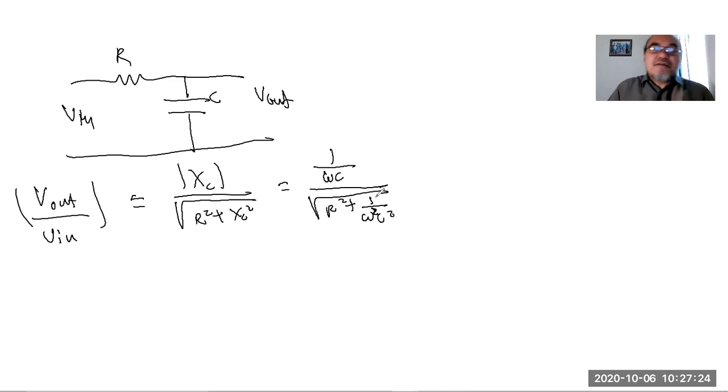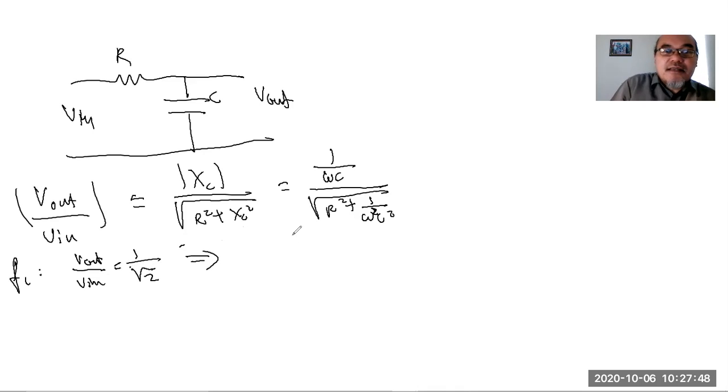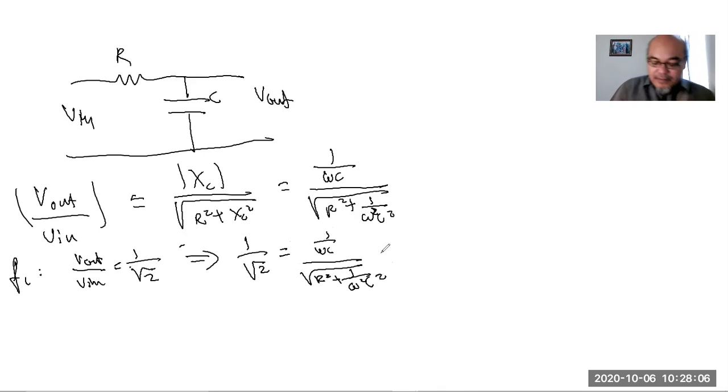So from here, what is the cutoff frequency? The cutoff frequency happens when V out divided by V in equals 1 over square root of 2. This is 3 decibel. So if we put this into the upper equation, 1 over square root of 2 equals 1 over omega C divided by square root of R square plus 1 over omega square C square.